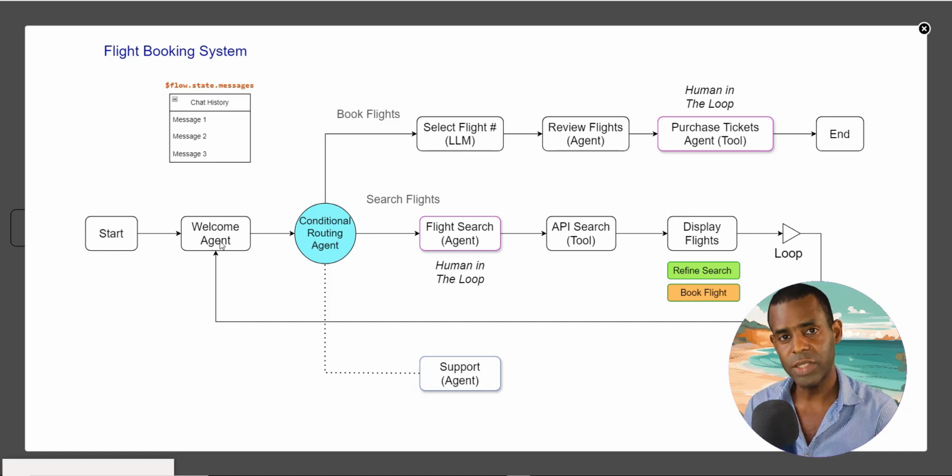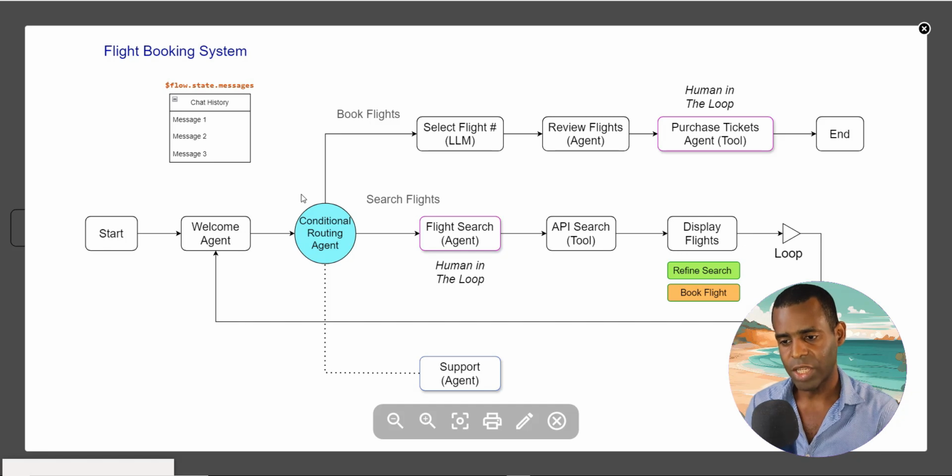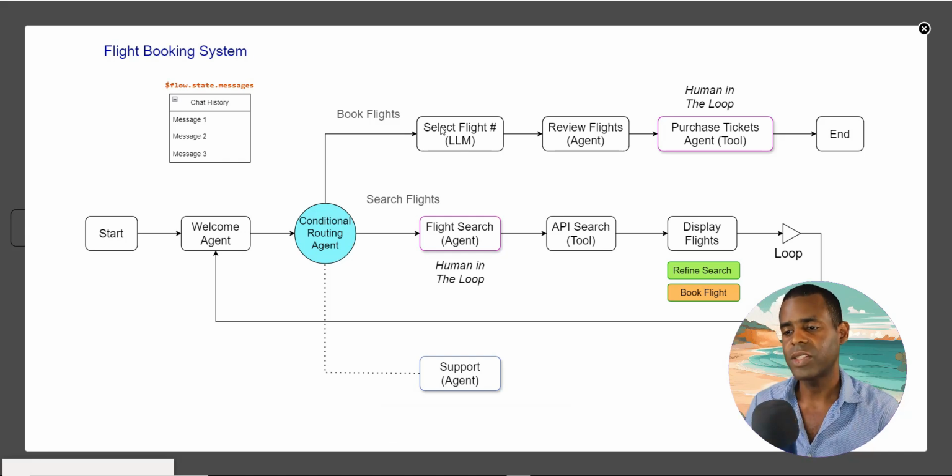where it basically greets the user and asks them if there's anything they need to do. And then whatever the user requests is going to go to a conditional routing agent. And that routing agent is going to decide which is the best place to go, whether to send the user to support, to the flight search agent so they can look up flight information, or to a booking agent so that they can purchase their own tickets. All right, so this is the way it looks on paper.